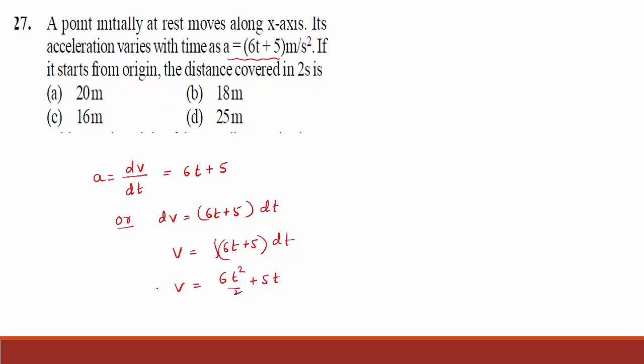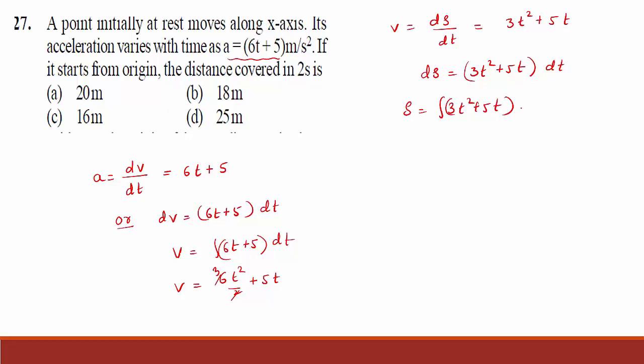Similarly, we know that rate of change of displacement gives velocity. In place of v, we can write ds divided by dt. Here, 6t square by 2 simplifies: 2 1s are 2, 3s are 6. We will get 3t square plus 5t. Or we can write ds equal to 3t square plus 5t into dt. Again integrate this equation, s equal to integration of 3t square plus 5t into dt.